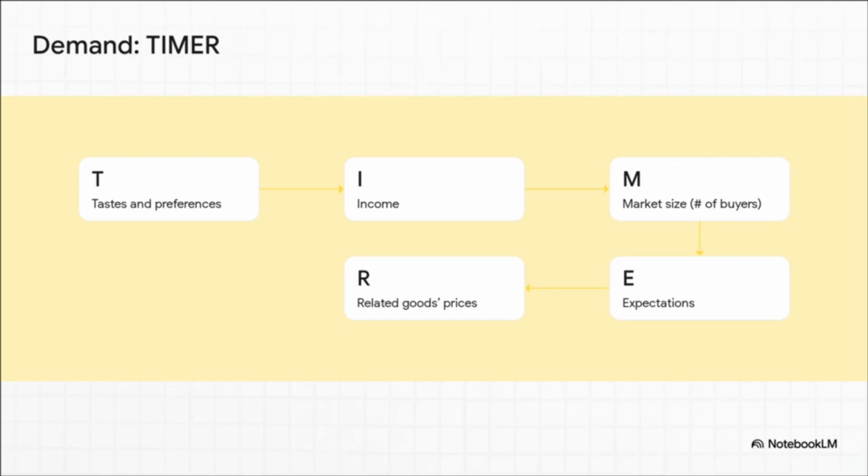T is for tastes, like when a product suddenly goes viral on social media. I is for income, whether people have more or less money to spend. M is for market size, basically the number of buyers. E is for expectations, like if you think something's going to go on sale next week. And R is for the price of related goods, like substitutes or complements. If any of those 5 things change, the whole demand curve shifts.